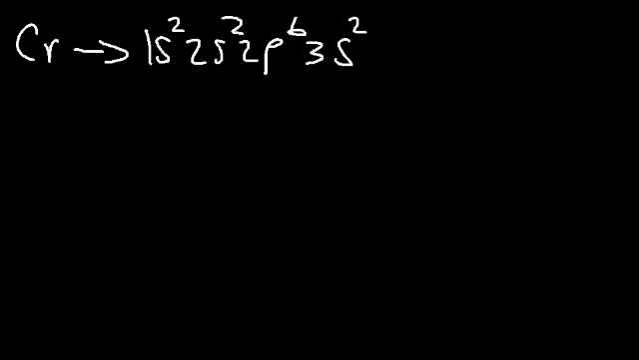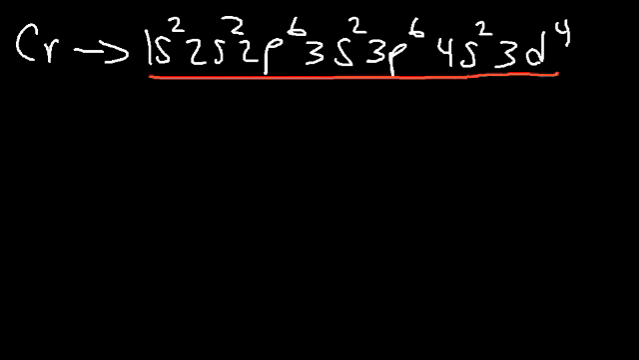So here's the first configuration that we had. 1s2, 2s2, 2p6, 3s2, 3p6, 4s2, 3d4. Now, sometimes you can simplify this configuration using noble gas notation. The way this is written, this is called the ground state electron configuration. Now, if you want to write it using noble gas notation, if you go to the periodic table, if you look at chromium, it has an atomic number of 24. Now, if you look at the noble gases, the noble gas just before chromium that has an atomic number that's less than chromium is argon.